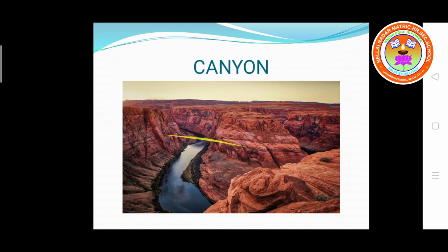So next we are going to see about canyon. Please have a look at the canyon. See the picture of canyon. So this is how it looks like. The canyon looks like that.